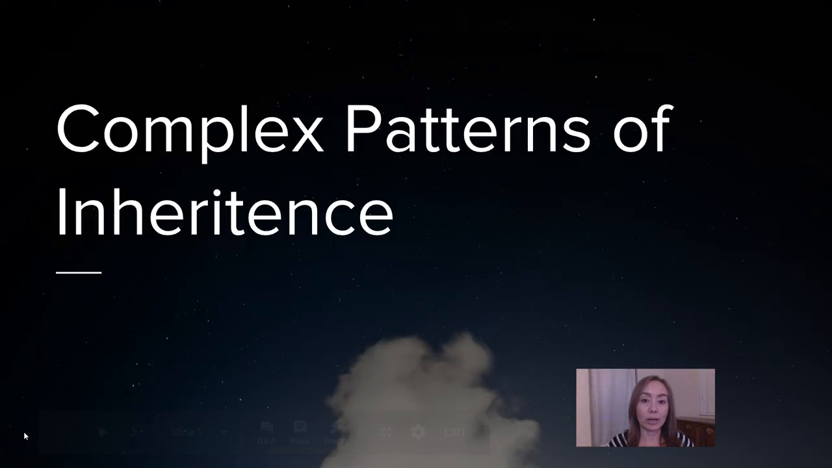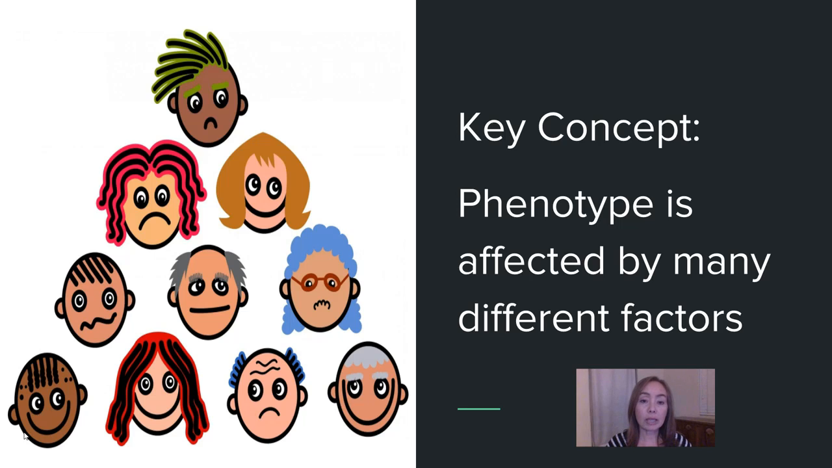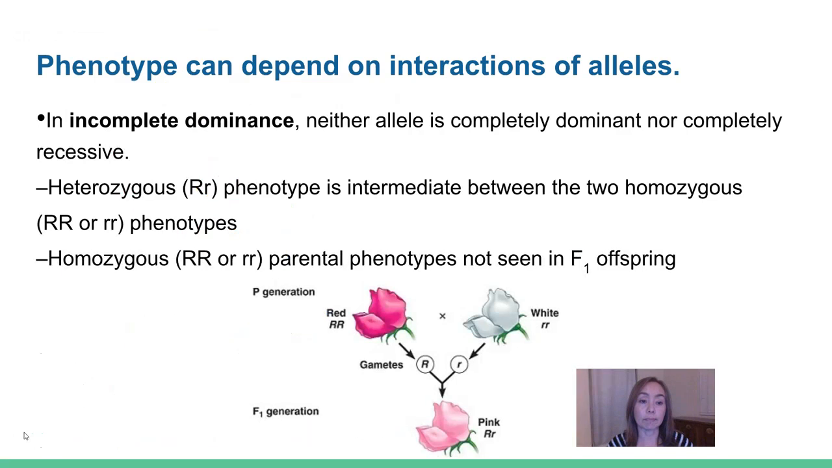Today I'm going to show you one example of complex patterns of inheritance. By the end of this tutorial, you'll begin to understand how a phenotype is affected by many different factors. A phenotype is a physical expression or a characteristic of a trait, such as brown hair or blue eyes.